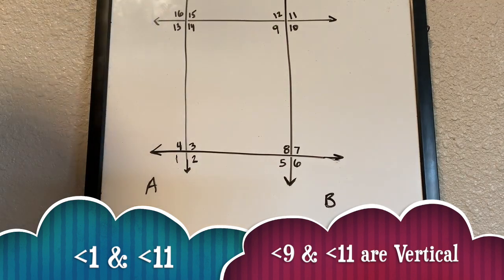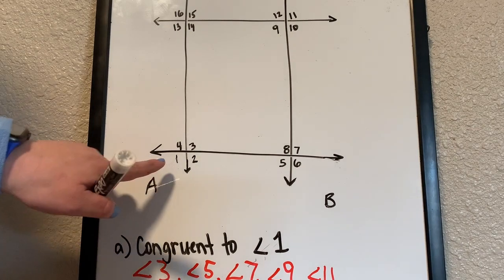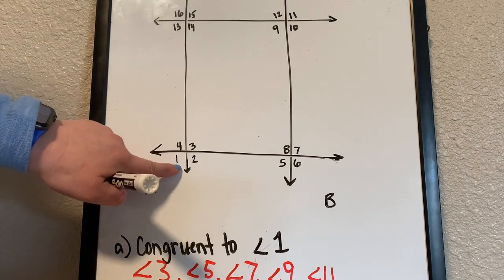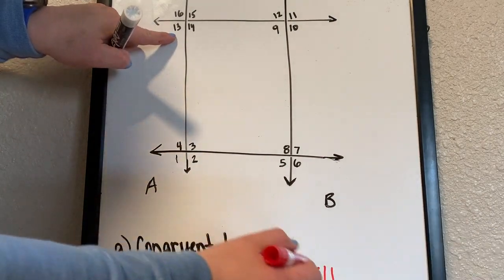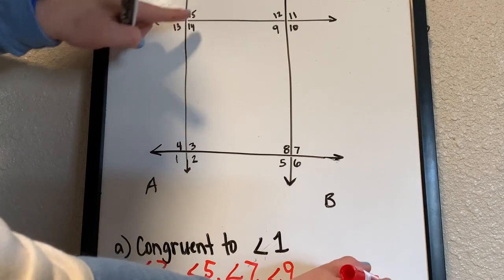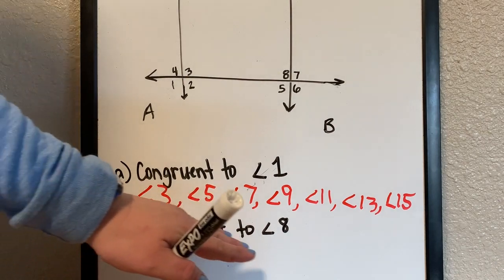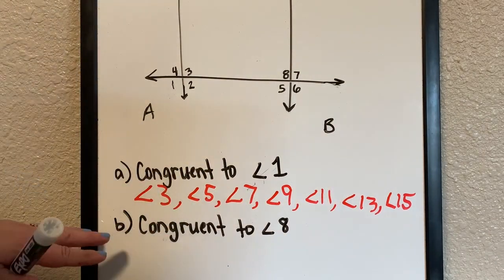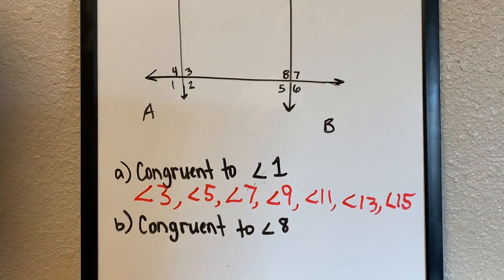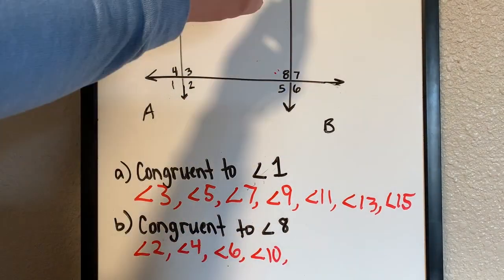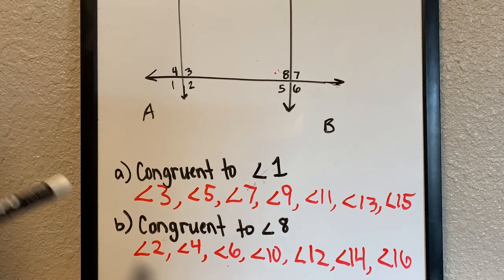And I hope you guys can follow along and see why before I tell you each one. But I will tell you a few of them. Let's see. Angle 1 is also congruent to angle 13 here. Okay, and then we can also see that it's congruent to angle 15 as well, right here. Okay, so these are all of the angles that are congruent to angle 1. Now we're going to take a look at some of the angles that are congruent to angle 8. So all of these angles are congruent to angle 8.